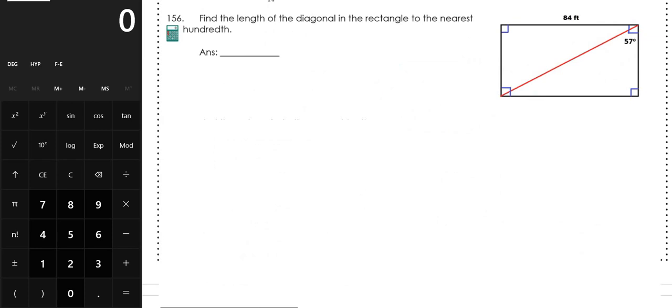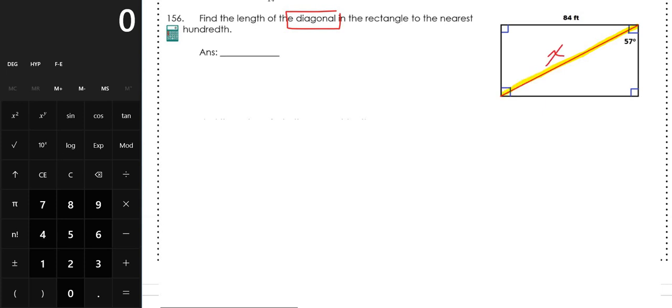156. Find the length of the diagonal in the rectangle to the nearest hundredth. Okay, so our ask is to find the length of the diagonal. So my ask is here. We want this red diagonal. That's what we need to get. In fact, we can call it x.